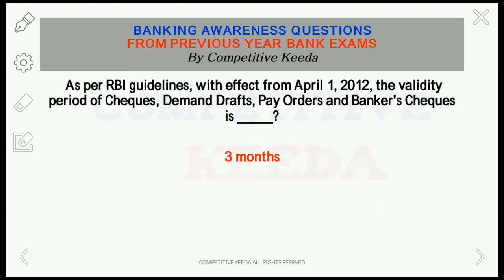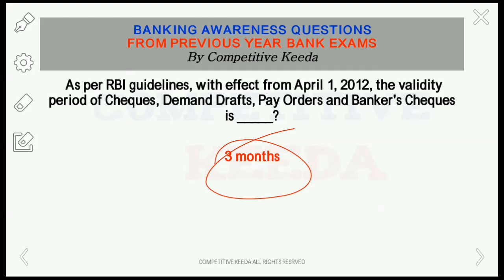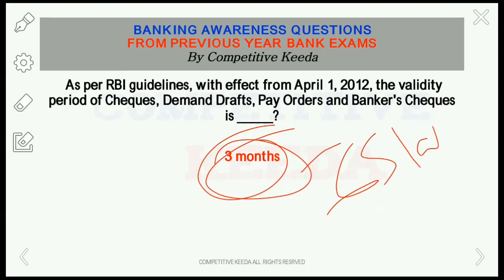So as per RBI guidelines with effect from April 1st, 2012, the validity of cheques, demand drafts and pay orders has been reduced to 3 months. Previously it was 6 months, now it is 3 months. If a cheque is older than 3 months and it is presented, it is known as a stale cheque. This also we have discussed in the first part. And if it is dated for a future date, it is known as a post-dated cheque.